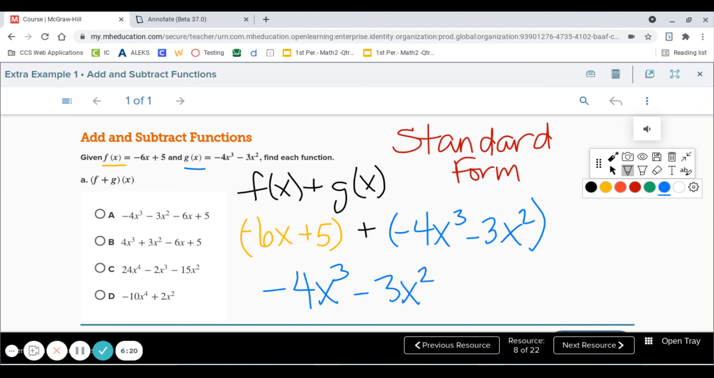Then we go to 1. That would be the negative 6x. And then we go to none, which would be the positive 5. And since we are adding all of these, no signs have changed. And this is our answer, which matches A.